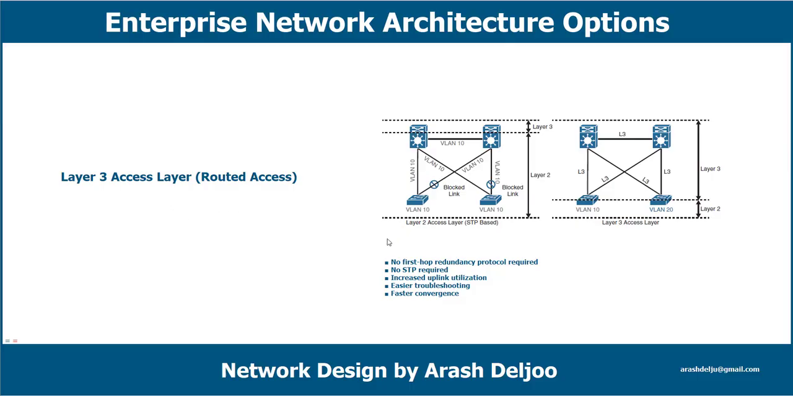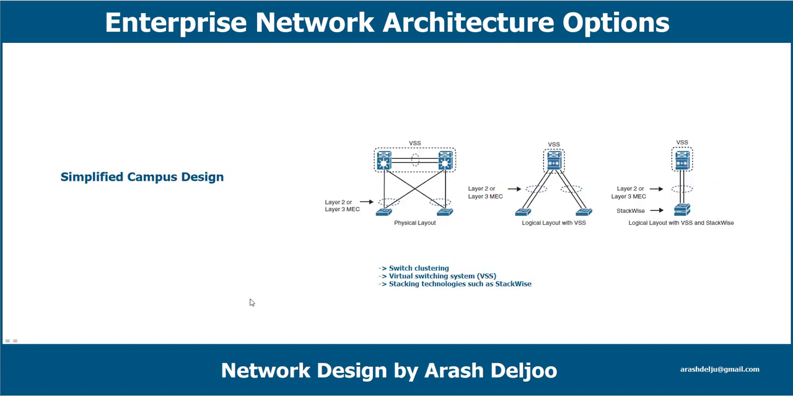Let me explain the next method that we have for enterprise network architecture. We call it simplified campus design. In simplified campus design, we use switch clustering features. For example, you know about the Virtual Switching System or VSS, or stacking technologies such as StackWise. In these technologies, we can convert multiple physical switches to a logical switch. Okay, you learned about them in previous courses.